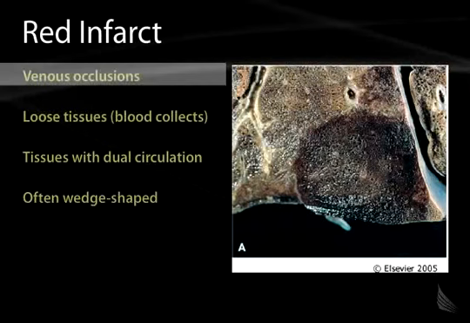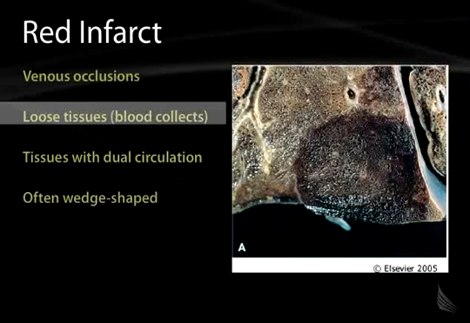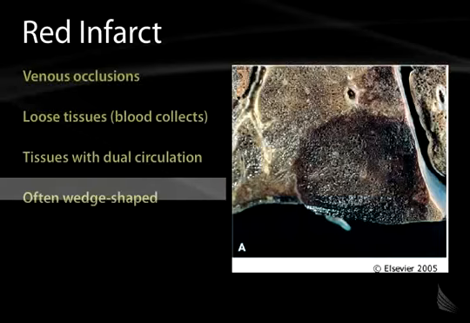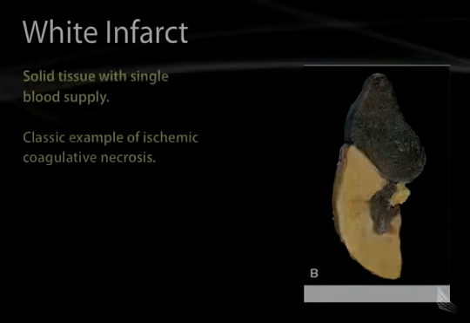Red infarcts are generally due to venous occlusions, and you see an example in this section of lung here. You see it in loose tissue where blood is allowed to collect and tissues that have dual circulation. So again, the lung can be a primary candidate. Note, as you see here with this red infarct, that they can often be wedge-shaped.